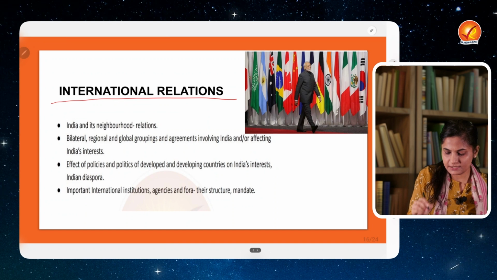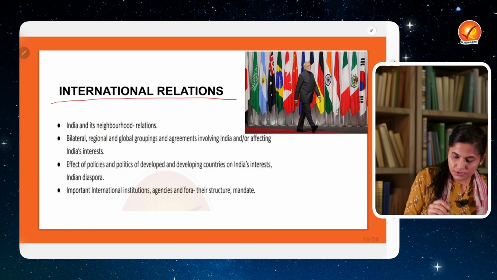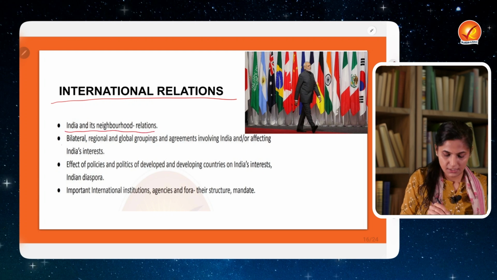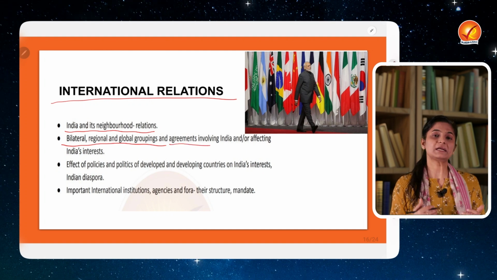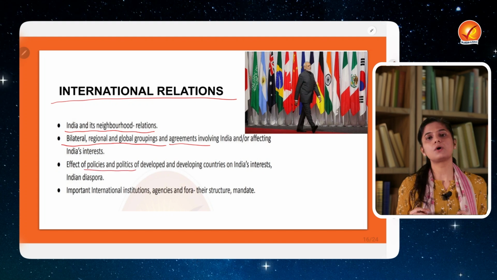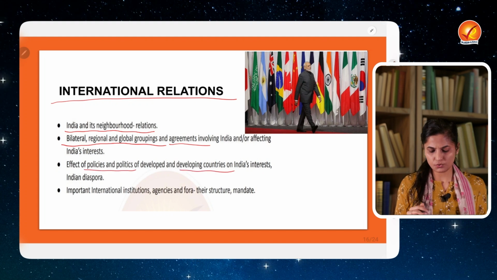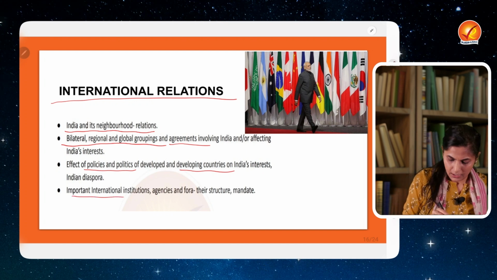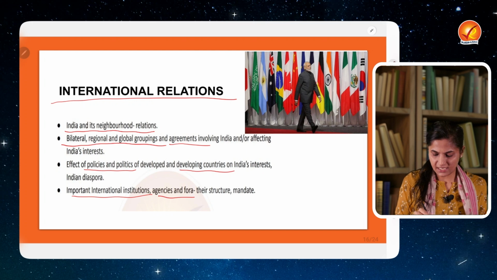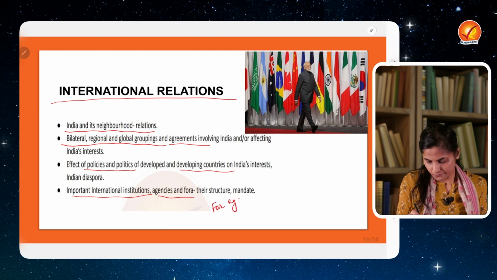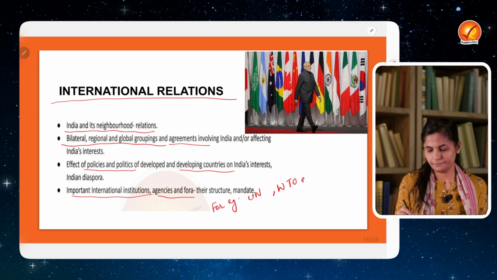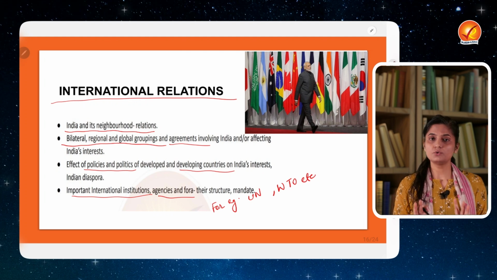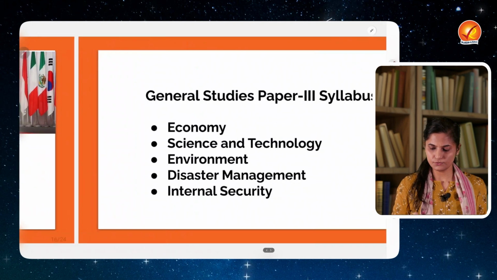And now, international relations. Anything that has interest and that has impact on India and its interest is important. India and its neighborhood relations, then bilateral, regional and global groupings and agreements involving India and impacting its interests. Then policies of developed as well as developing countries on India's interest, its diaspora, and international institutions, agencies and forums, for example, United Nations and all other institutes. For example, WTO, etc. So you have to prepare all of this when you are going through your GS2 syllabus.